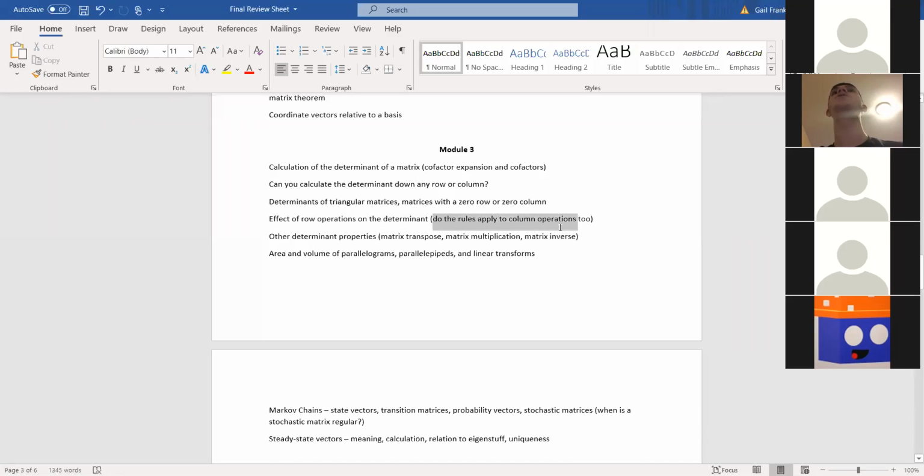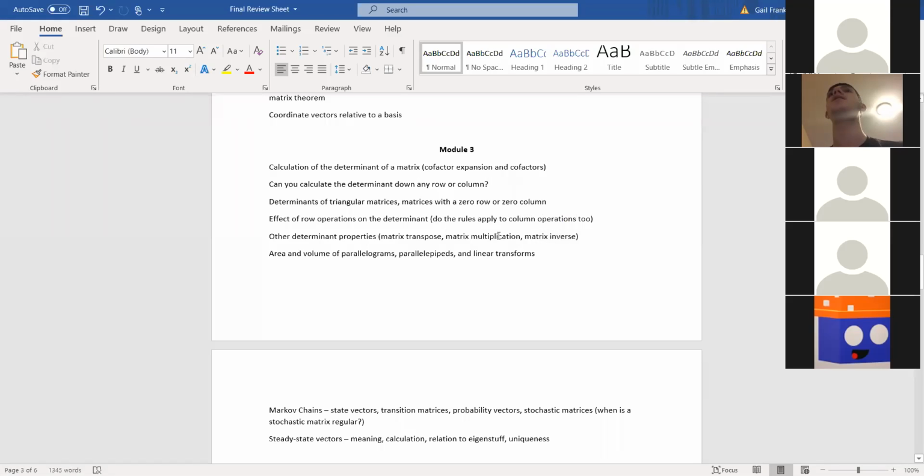And yes, the rules for row operations also apply to column operations. So if you multiply a column by a scalar, then the determinant is multiplied by that scalar, etc. The determinant of the transpose of a matrix is the same as the original matrix. It goes along with taking the determinant down any row or column. The determinant of the product of two matrices is the product of the determinants, and the determinant of A inverse is just 1 over the determinant of A.